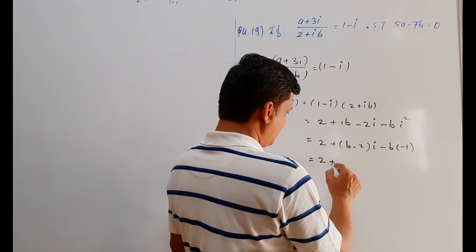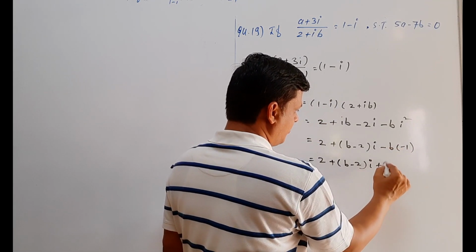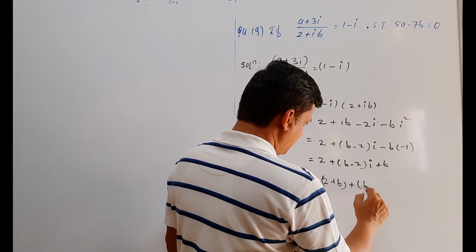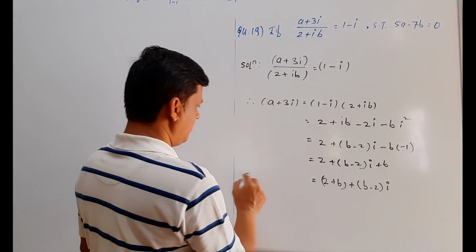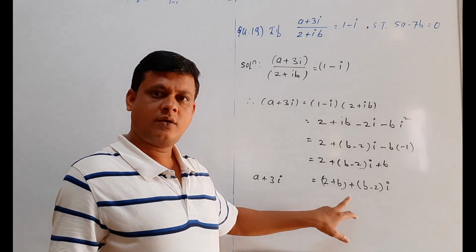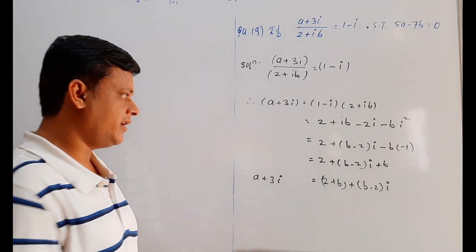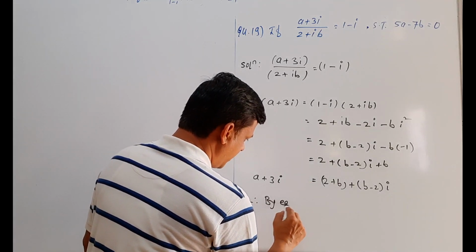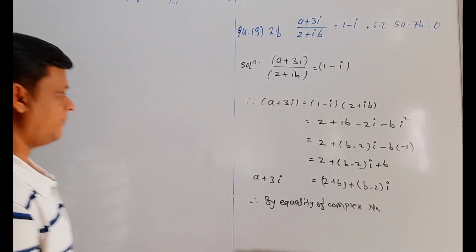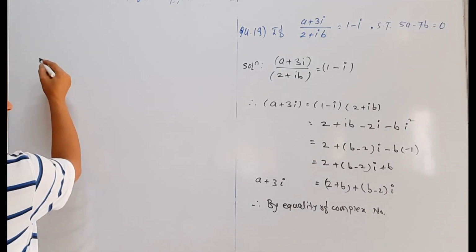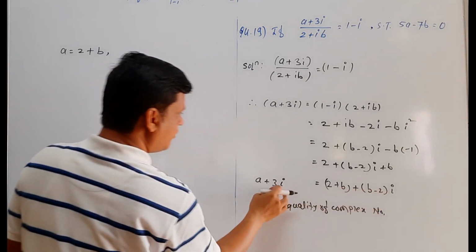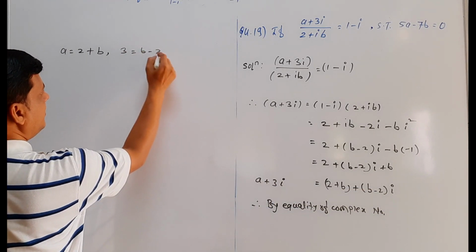So we write here 2 + (b - 2)i, minus minus plus, so we write a real part with a real part. So a + (b - 2)i, and in the left hand side we have a + 3i. So you can transfer to one side, or you can directly equate these two. So we equate by equality of complex numbers. So write here a = 2 + b, real part with real part, then b - 2 = 3, or we write 3 = b - 2.